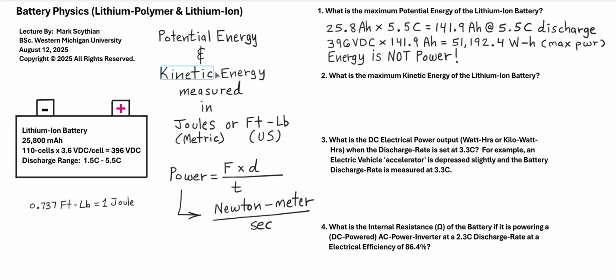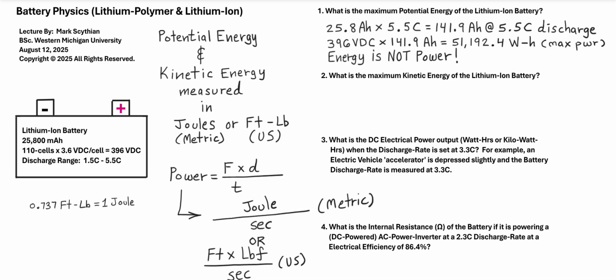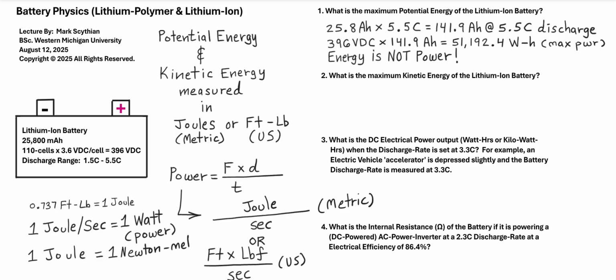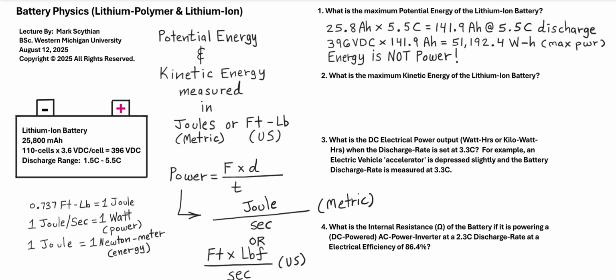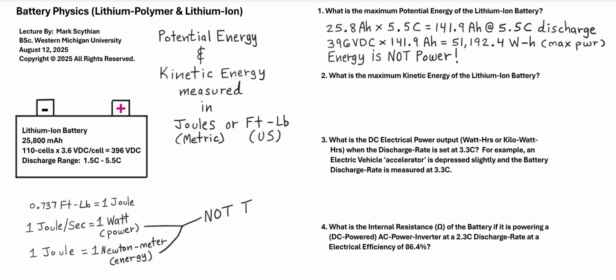So if we were to divide, let's say, the kinetic energy over time, then we would get joules per second or watts. So Newton meter is joule, and joule divided by second is a watt. So you get Newton meter per second or foot-pounds per second for the US system of measure. So we convert it over to just joule per second. So 1 joule per second is 1 watt of power, whereas 1 joule is just 1 Newton meter, and that could either be a kinetic or potential energy value. So these two are not the same.